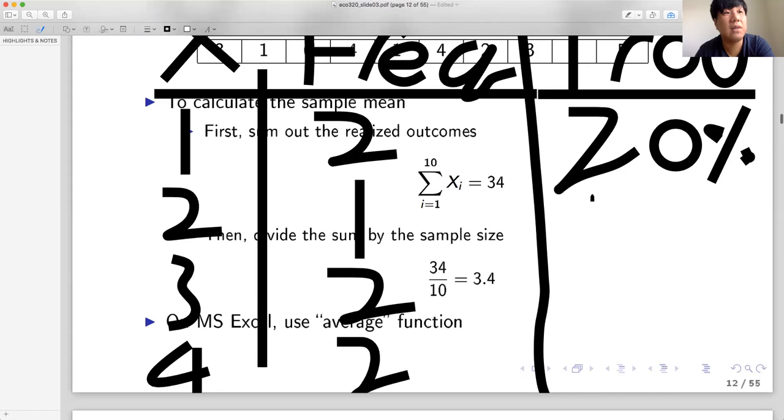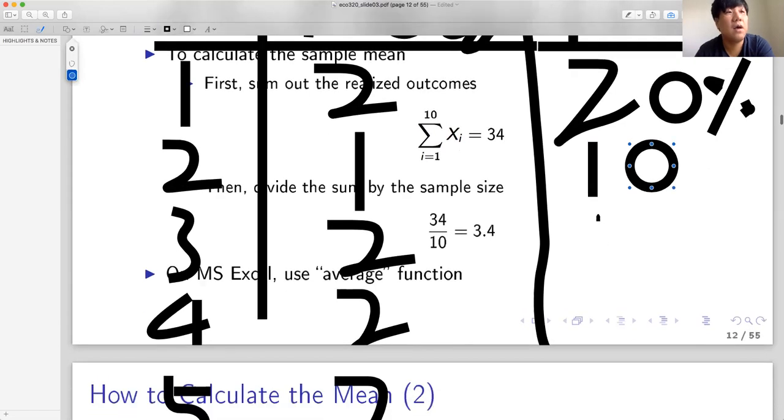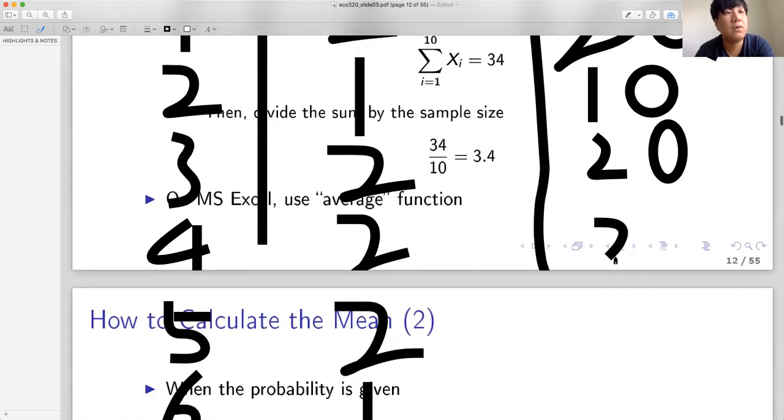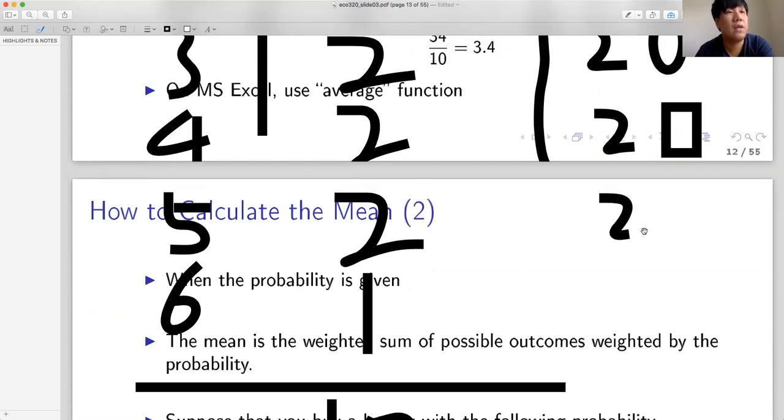Similarly, this would be 10%. I will just ignore the percentage sign, but this is how you get 20% and 20%, and this is also 20%, and 10%.